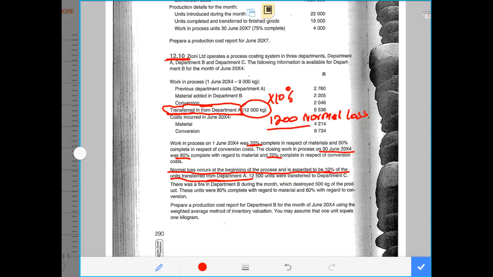Then after, they say to us that 12,500 units were transferred to Department C. That means these units were completed. In simple terms, these units were completed.